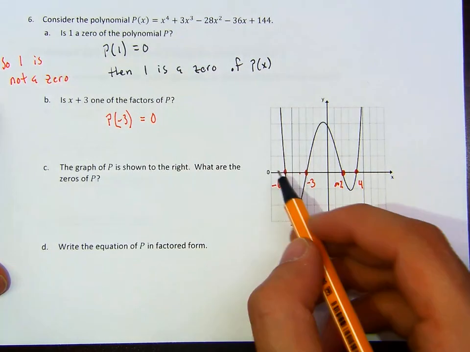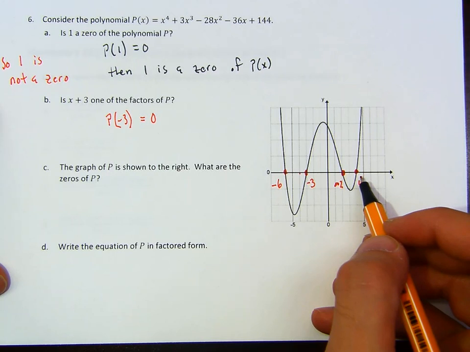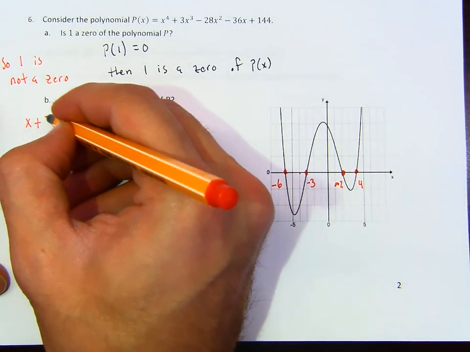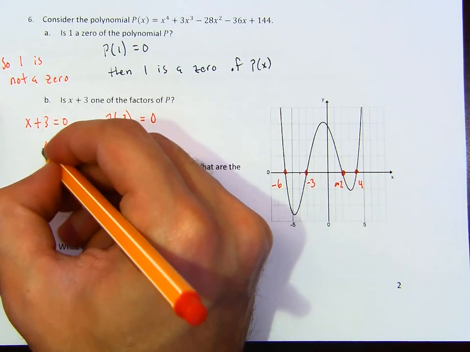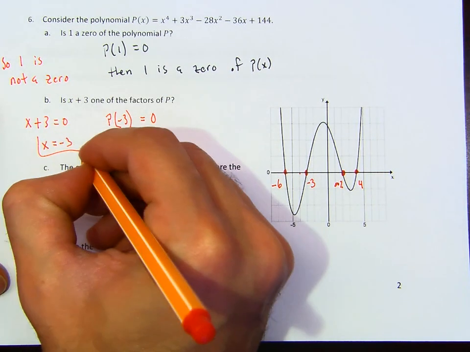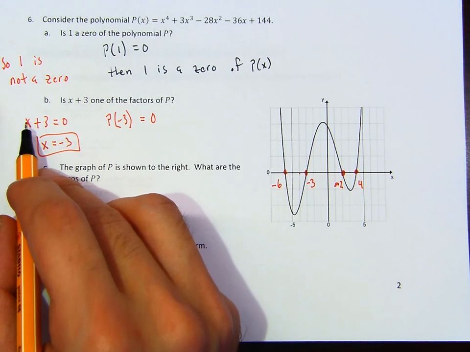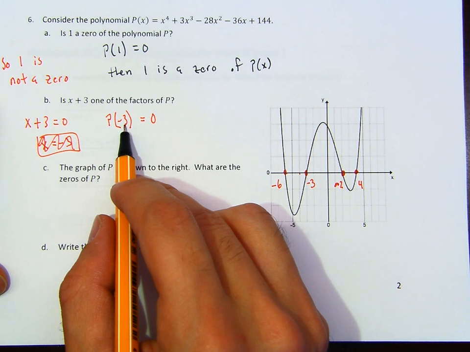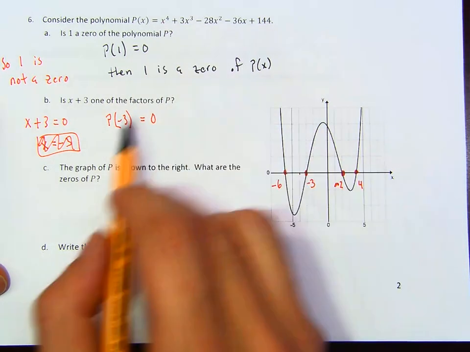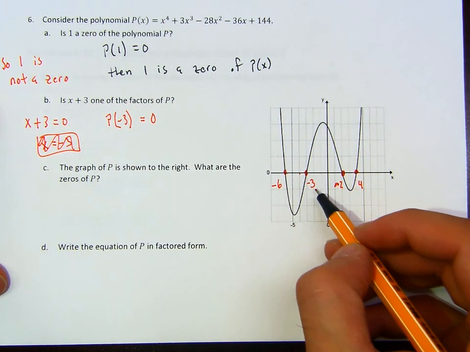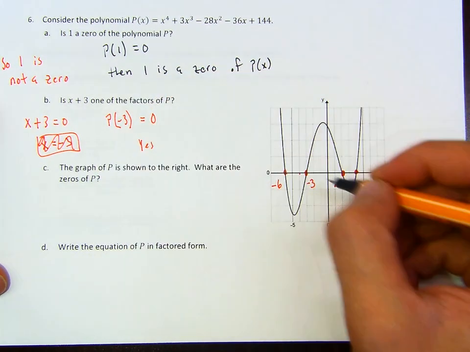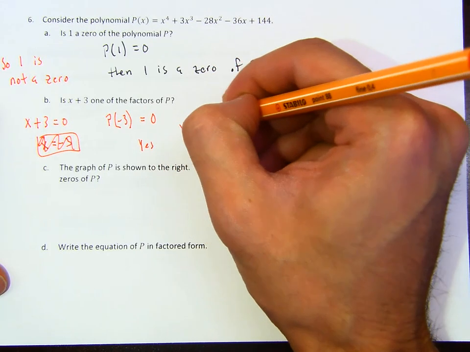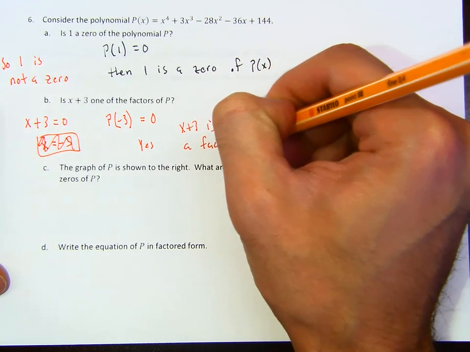Why wasn't it the opposite over here? Because when you're talking about the zeros, you're talking about what's on the x-axis. If I say what's the 0 of x plus 3, notice that x plus 3 equals 0. The 0 of this is x equals -3, because when I plug in -3 in here, -3 plus 3 is 0. So when you plug in -3 in here, does it equal 0? You could check, or you just look right here. And yes, because at -3 it intersects here. So x plus 3 is a factor of p.